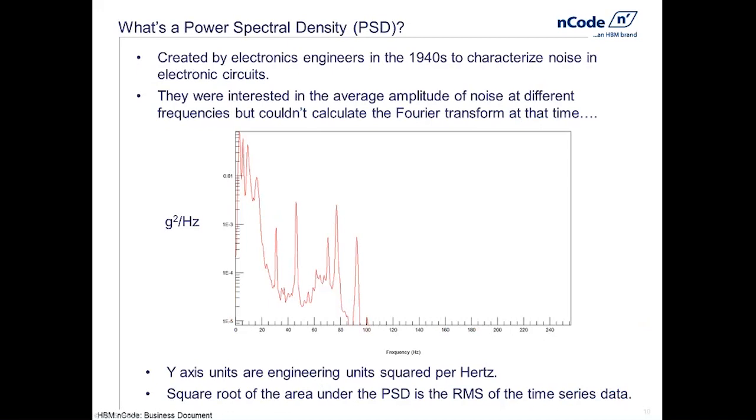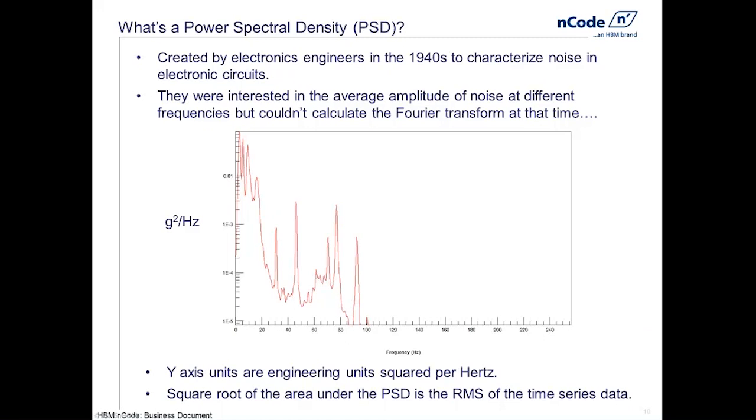The x-axis is frequency again, so that's not too hard to figure. We're still in the frequency domain. The vertical axis, though, is in g squared per hertz, which may sound really weird because we started with g's, and then we converted into g squared per hertz. So in the time domain, we have g's. In the frequency domain, now we have g squared per hertz. Why is that? It's because once upon a time, almost 80 years ago, electronics engineers didn't have a computer to calculate noise in their electrical circuits.